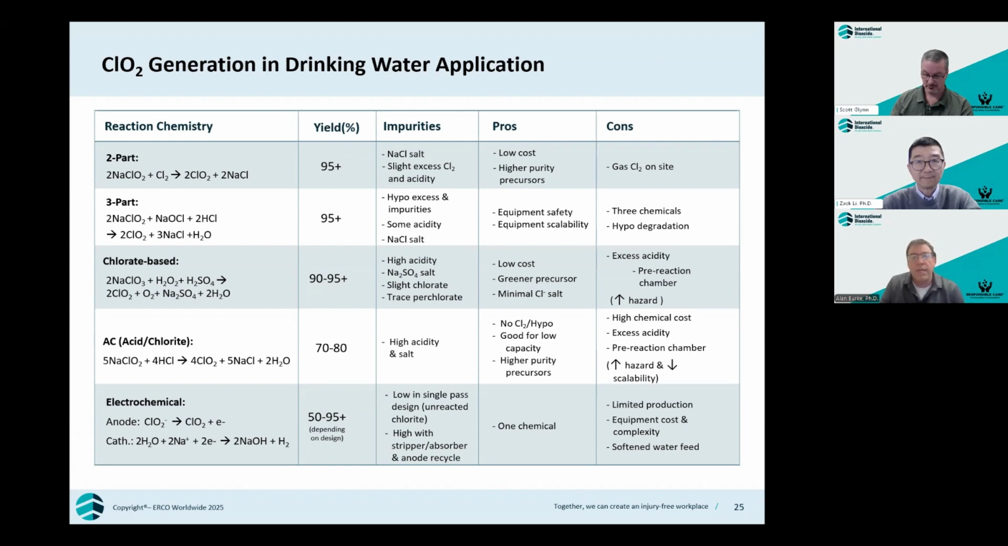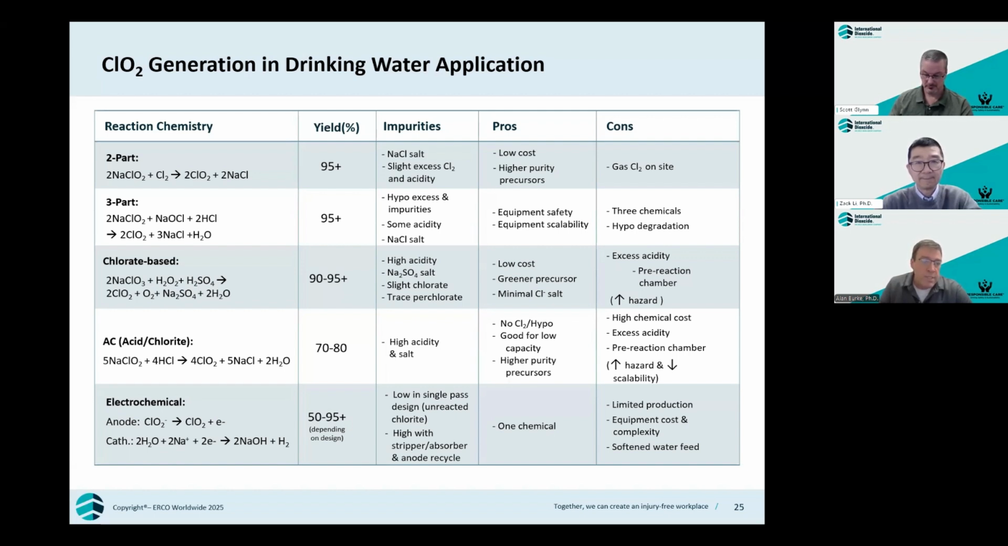So if that is an issue for your particular location, then a three-part chemistry can be considered, where liquid bleach and hydrochloric acid are used to convert sodium chlorite efficiently to chlorine dioxide. The main con here is just having to store another chemical now and monitoring the hypochlorite concentration over time, because it will degrade, especially in warmer climates, and you want to ensure that you're getting proper bleach feed into your system and proper conversion.